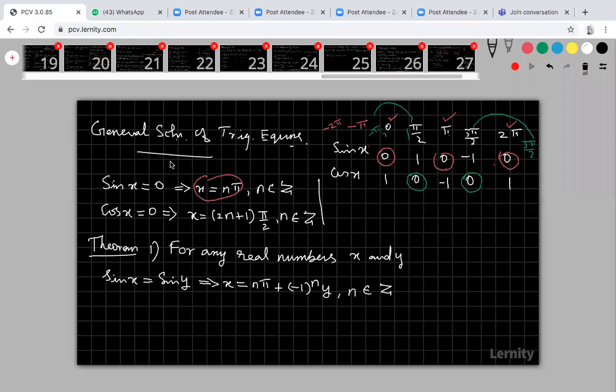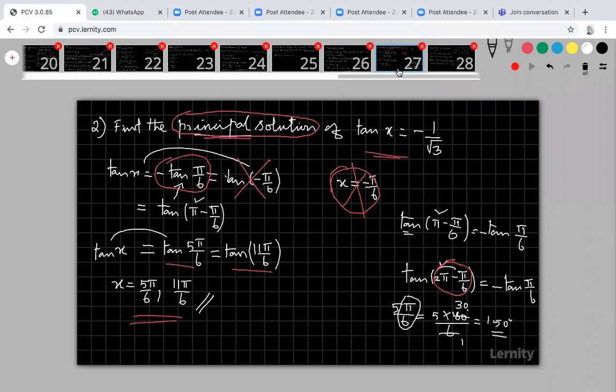Here sin x is equal to 0 means x is equal to n pi is a solution. Cos x is equal to 0 means x is equal to 2n plus 1 pi by 2 is a solution. What is the solution when sin x is equal to sin y? Theorems are never asked in the board exam; they never ask the results, proofs, theorems, everything.